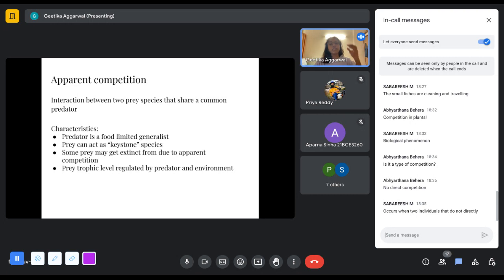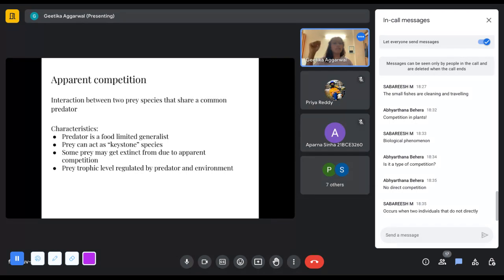So, some characteristics of the apparent competition seem to be that the predator of these two species is a food limited generalist. A generalist is a species that can feed on more than one type of food resource. It is not limited to a single type of food resource. So, a predator can feed on both the species A and B. Food limited means that the number of predators out there is limited by the amount of resource.